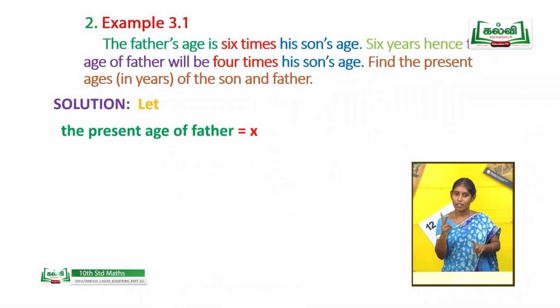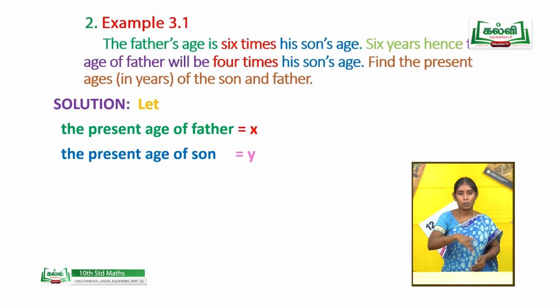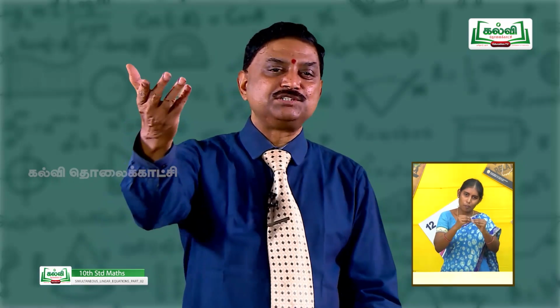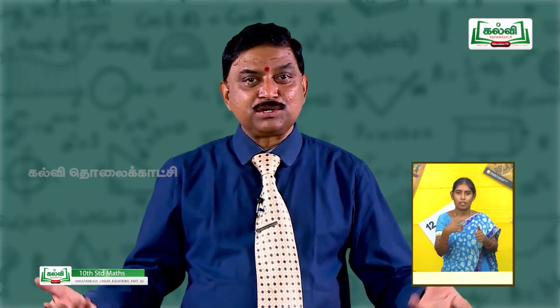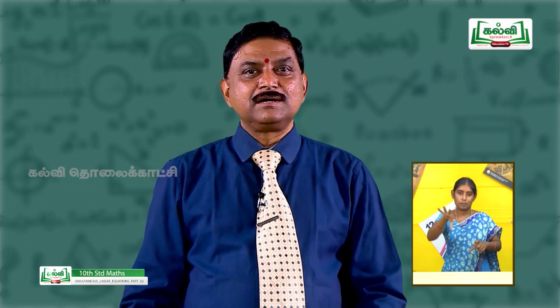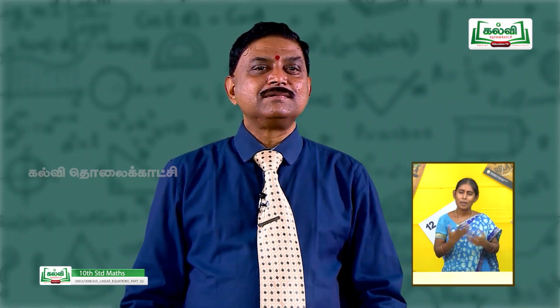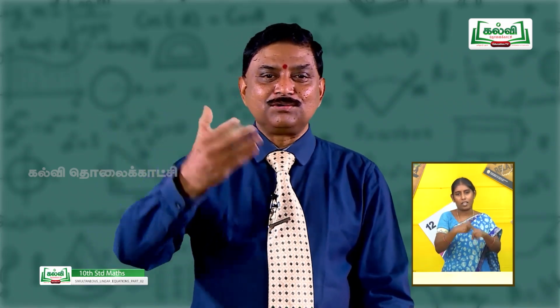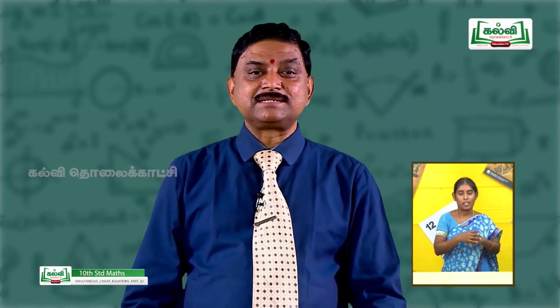Okay. Let the present age of father, because that is what we want to find out, be x. The present age of son you have to take as y. But it is not necessary to always take x and y. It is customary to take x and y. You can even assume a, b or any letter p, q, r, s, u, v, anything you like. But usually we take x and y only. So, that's why I selected x and y.